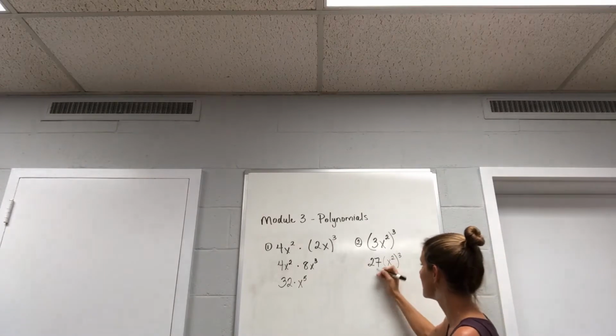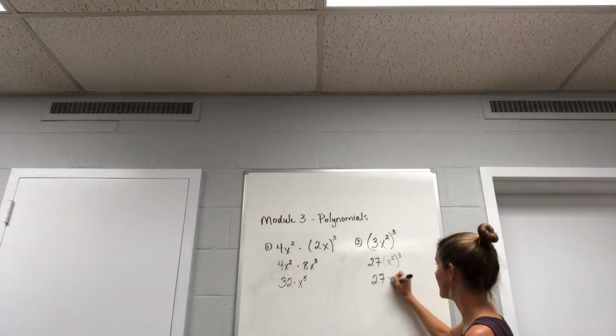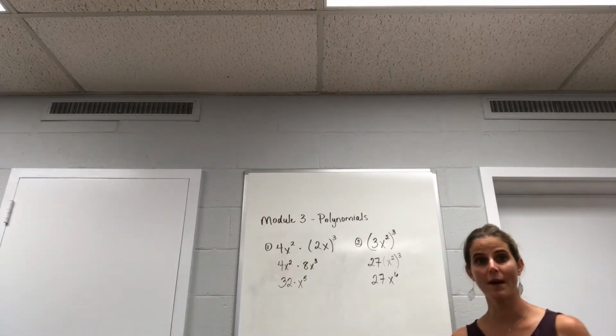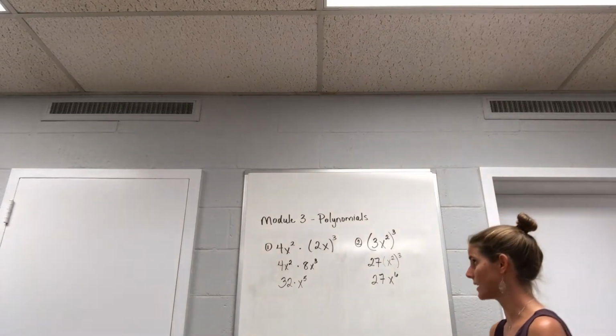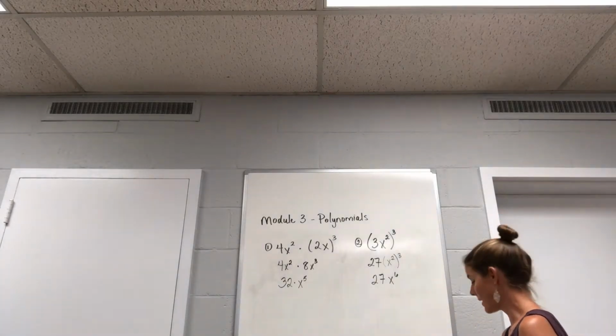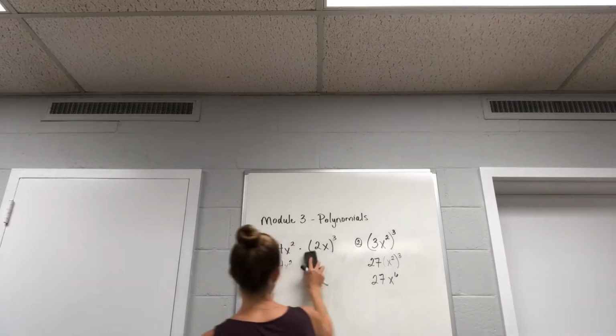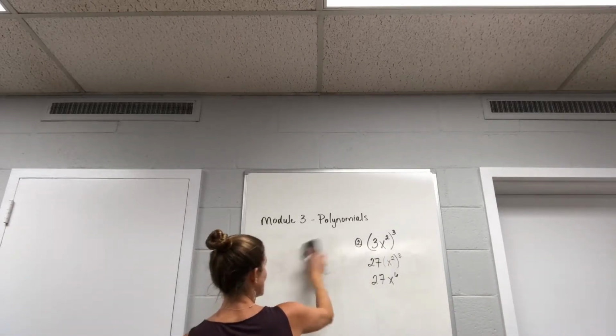So we can multiply those exponents. Power to a power, we multiply the exponents. That was the second rule that I showed you. Okay, so there's a couple. Leave that up there for a second.